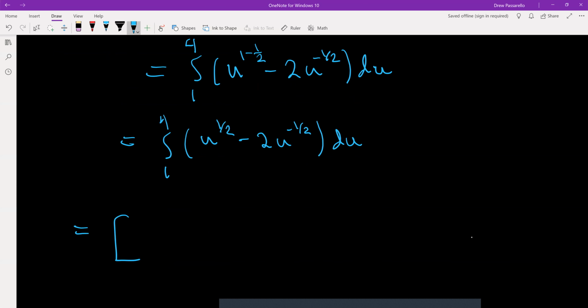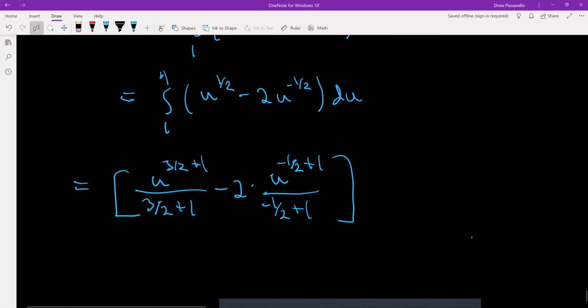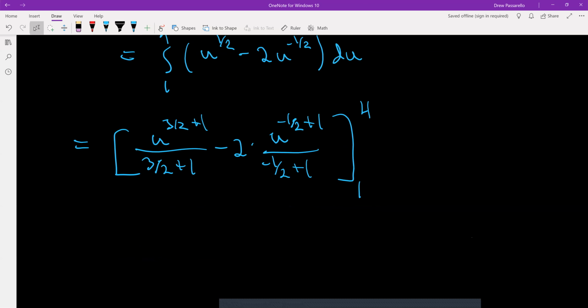So u to the 1/2, you add 1, so it's u to the 3/2 plus 1, and then divide by that. And then minus 2 times, and integrate u to the negative 1/2, that's u to the negative 1/2 plus 1, and then divide by that same thing. And then again, I put the brackets because we're dealing with a definite integral, and then attach the bounds. All right, 3/2 plus 1 is 5/2.